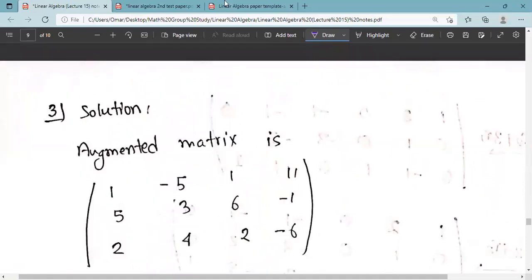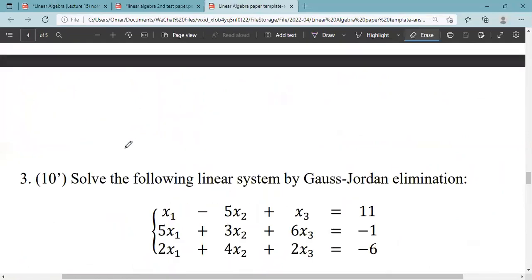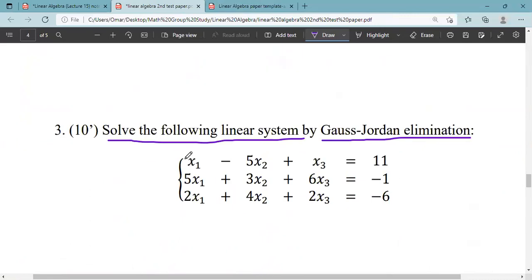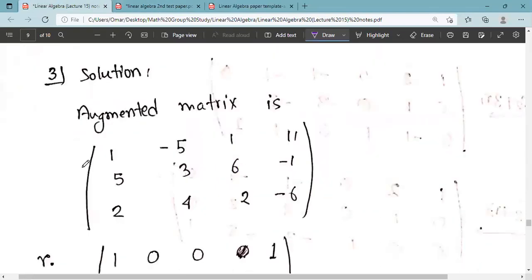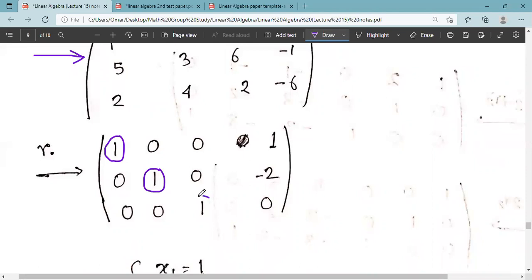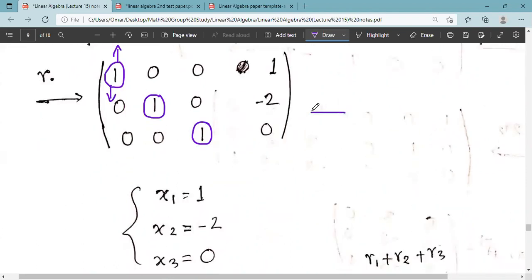And then let's go to the third question. The third question is: solve the following linear system by Gauss-Jordan elimination. For this reason, we have to take the coefficients of x1, x2, and x3, and also the constants. As you can see here, I have taken the augmented matrix for this linear system. Then we have to do row operations and convert it into RREF. You can see here we have our first pivot point, second pivot point, and the third pivot point here. This is the RREF form because all the pivot points are 1, and the values below and above those pivot points are 0, right? That's why you can say this is the RREF form.